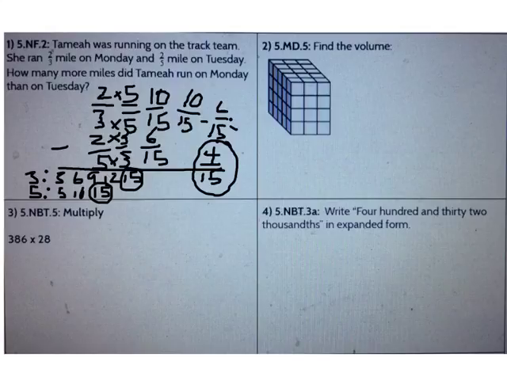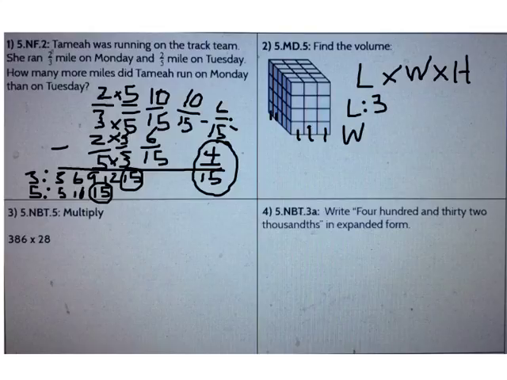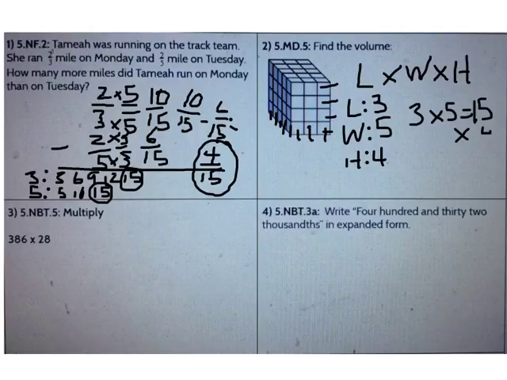Now let's try number 2, find the volume. Remember, to find the volume, I can multiply length times width times height. First, what's the length of this shape? The length is 3. What's the width of this shape? The width is 5. What's the height of this shape? The height is 4. So what's the volume? Well, 3 times 5 is 15, times 4 is 60 cubic units.